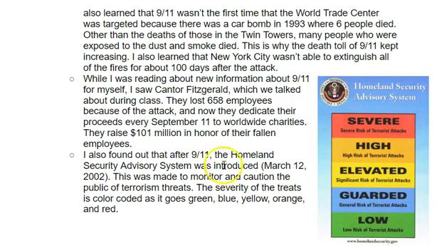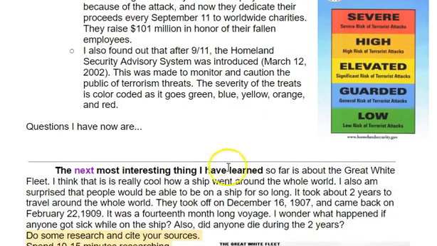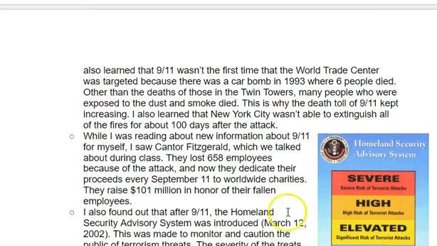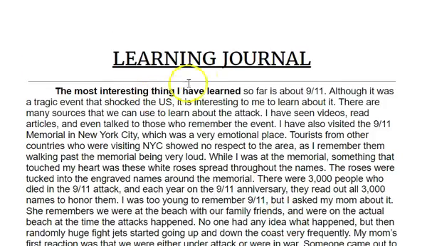The one thing it could add is a couple questions, but frankly, this one doesn't need that because it's really strong. But I'm sure the student has some questions. You just put them here. "Questions I have now are," and there's lots of questions you could ask certainly about 9/11. And then if you look below here, I'll leave this for that student. And then the next most interesting thing I learned so far is about the Great White Fleet, and then why they think it's interesting. And then they need to do a little more research and cite their sources below here. But this one here is a great example of a first entry in a learning journal.